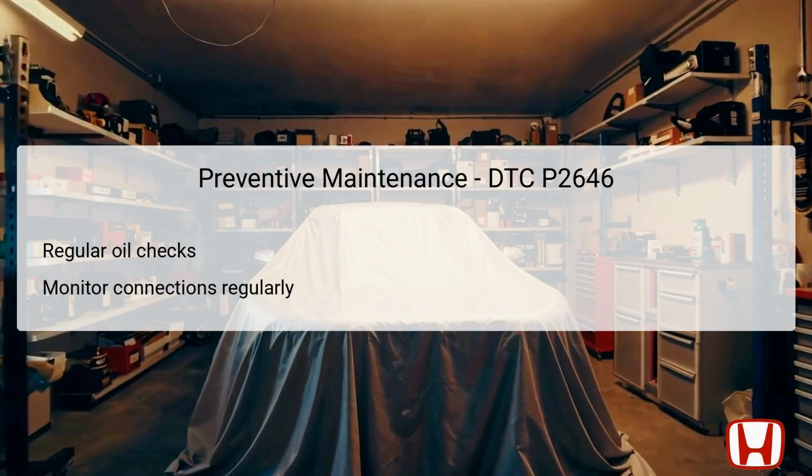Preventive maintenance plays a vital role in avoiding future occurrences of DTC P2646. Regularly checking engine oil levels is paramount, ensuring that the oil remains within the optimal range, as incorrect oil levels can directly impact the operation of the rocker arm oil pressure switch. Keeping an eye on connections and the integrity of wiring within the VTEC system can preempt electrical malfunctions that could lead to low voltage conditions.